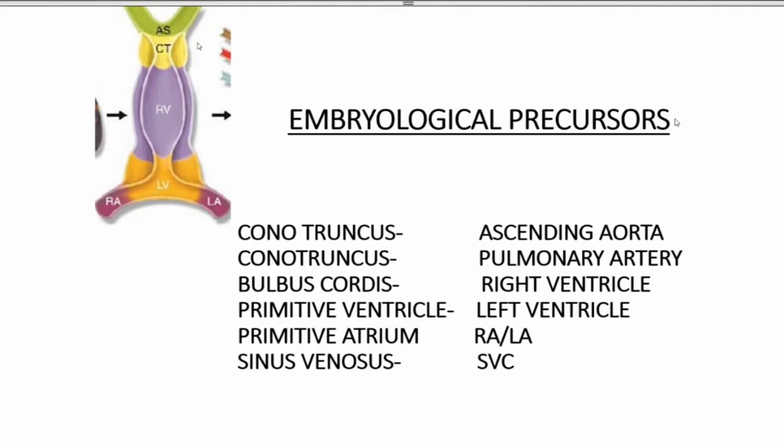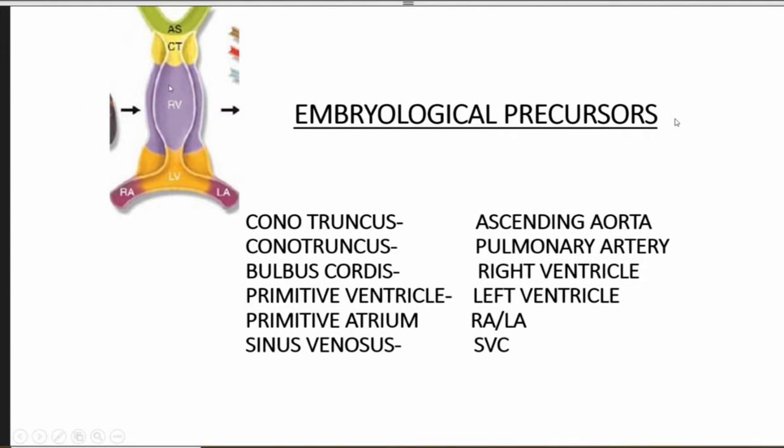So from above downwards, we have the conotrunkus here in yellow, the bulbus cordis in violet, the primitive ventricle in orange, the primitive atria in purple, and then comes the sinus venosus below this. So from above below we have conotrunkus, bulbus cordis, primitive ventricle and primitive atria. What do these structures give rise to?